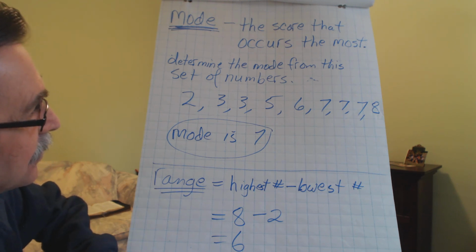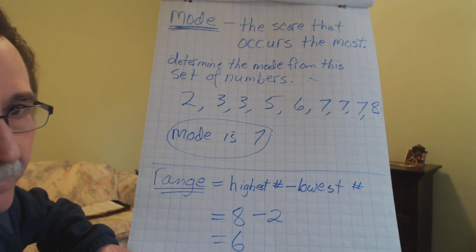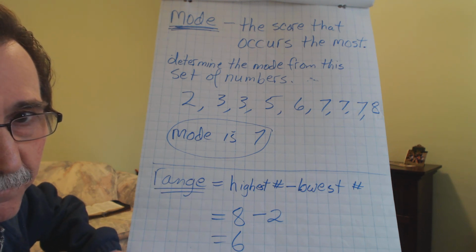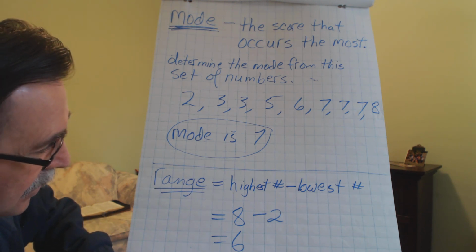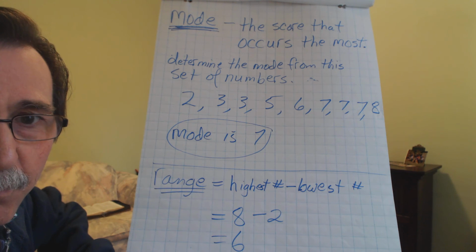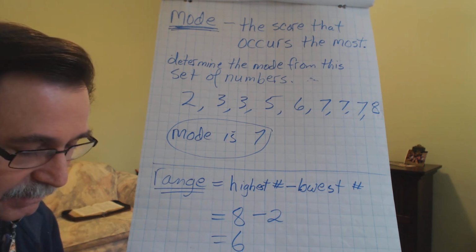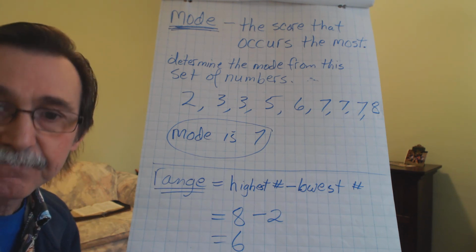So there we have it. That's just a little review with a little bit of new symbolism tossed in for the mean. So mean, median, mode, range. Okay, that's it, and I'll see you in the next video. Take care.